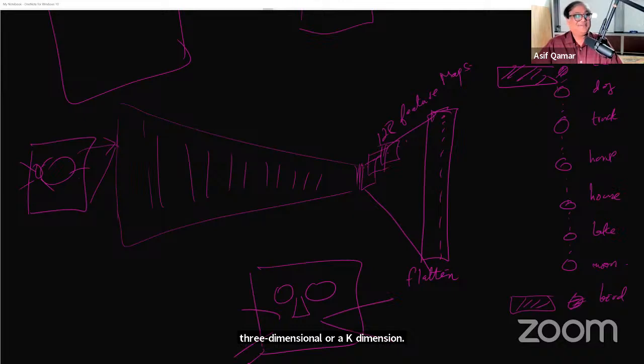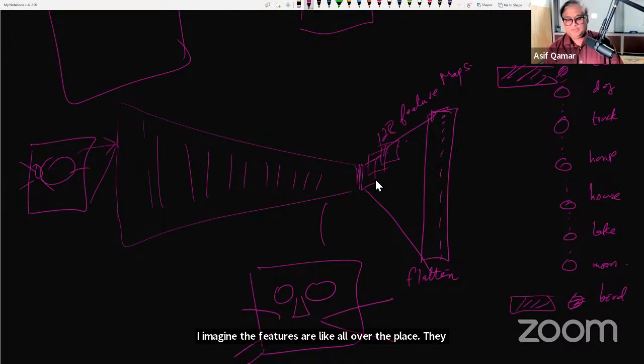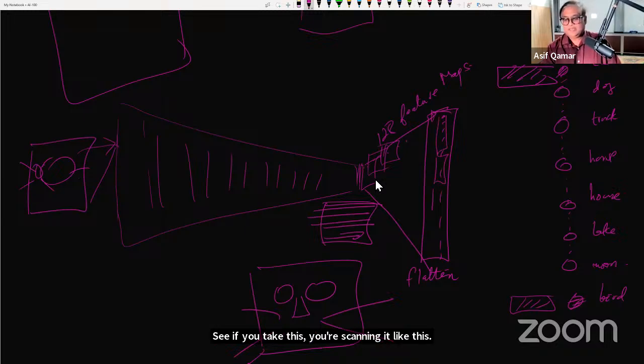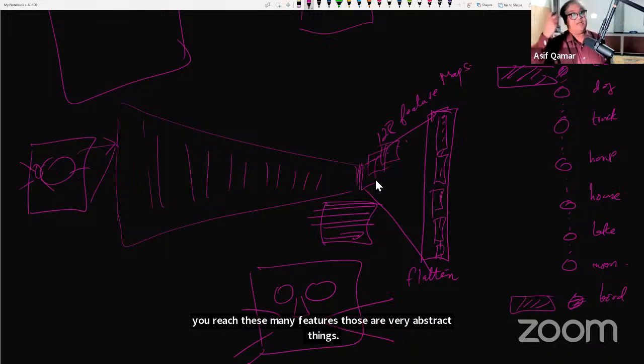Right? So say you had a horse and a dog. Similar features. And if you flatten it, I imagine the features are all over the place. They are not, because the flattening is a very precise operation. If you take this, you're scanning it line by line and laying it out like this. So you can convince yourself that they will be different. Also, you have to remember that by the time you reach these many features, those are very abstract things. Those features are no more your nose, your edges and eyebrows.